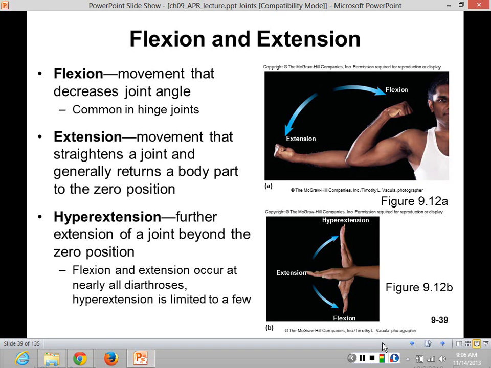Okay, do extension. This is extension, right? Now do hyperextension. Just keep going back. Hyperextension. You do when you're walking, doing that brisk walking. That's what you're doing. You're what?